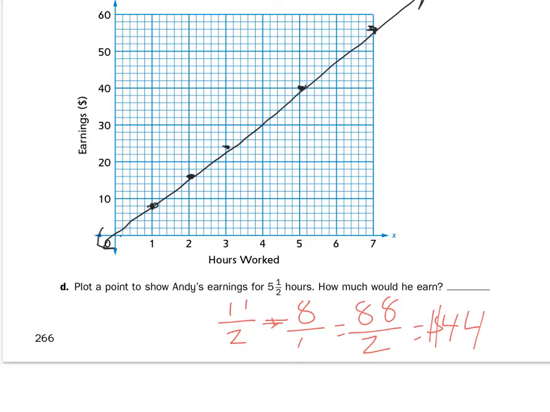The other way I can do it is take a look at my graph, and I can think about this as being 5.5, and I can run it up here and see where it hits the line, and that hits it right at 44. So I know that's an easy way to check it, or maybe you see the graph as being easier than doing the multiplication and division. So that's up to you, the way you want to solve these problems.